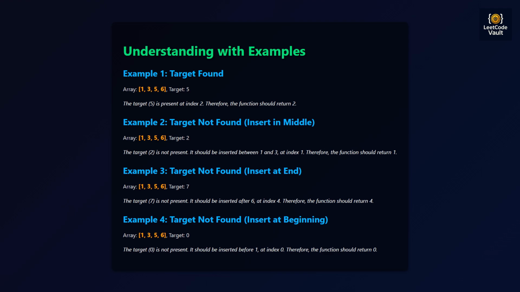One more example. Let's consider the target to be 7. 7 is larger than all elements in nums, therefore it should be inserted at the end, resulting in index 4. Understanding these examples is key to designing our efficient solution. We'll see how both a brute force and an optimal approach handle these scenarios, but for now, let's move on to exploring a less efficient but illustrative method.